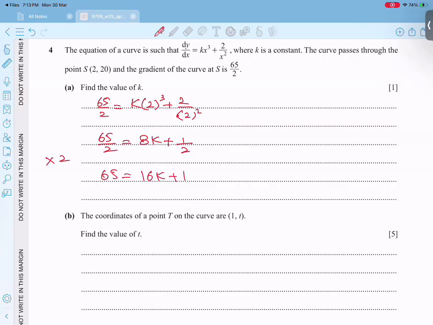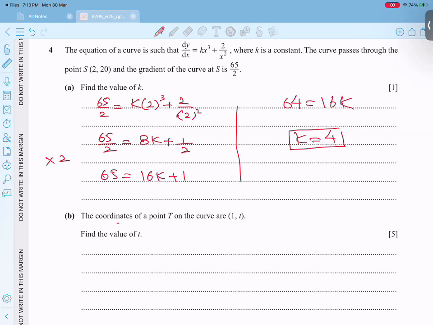So I'm shifting this one to the other side. 65, one gone, 64. So 64 is equal to 16k. And if I divide by 16 on the other side, I get the k value 4. I hope the point is very clear, and then I go for the next part.